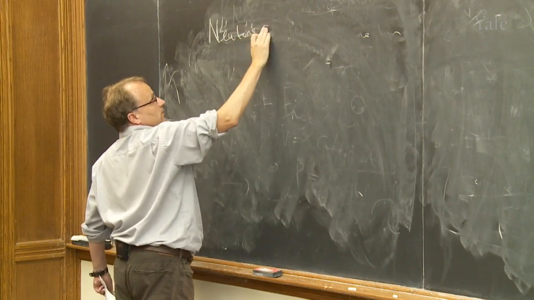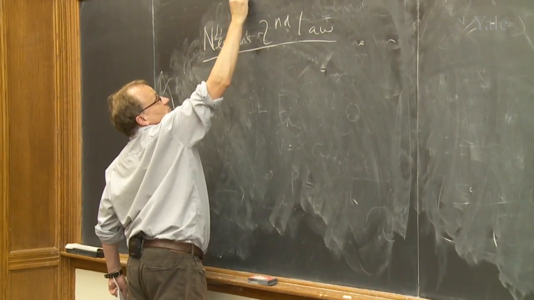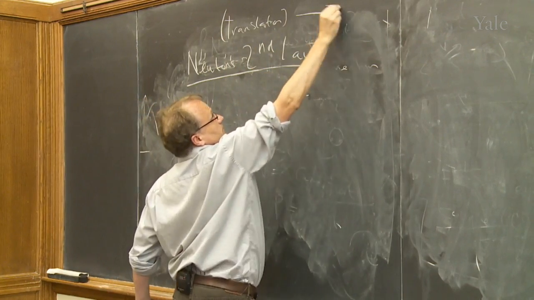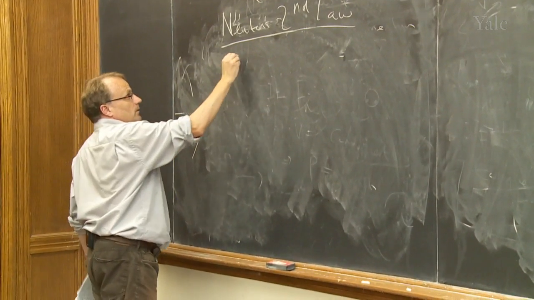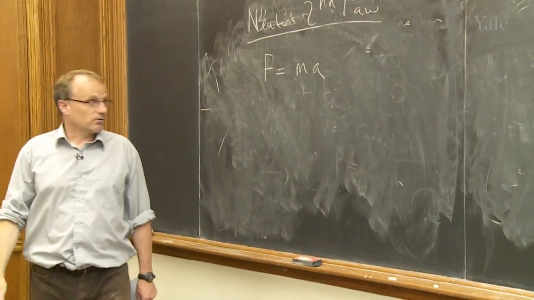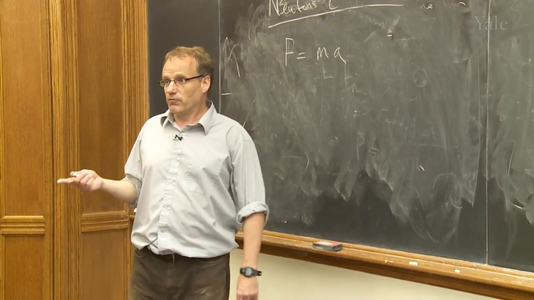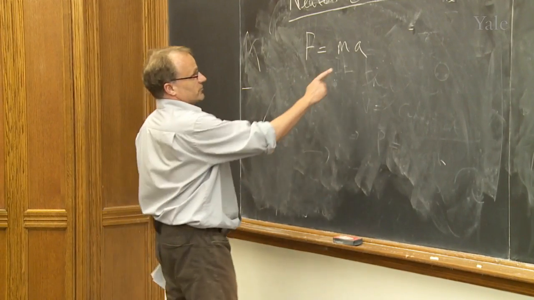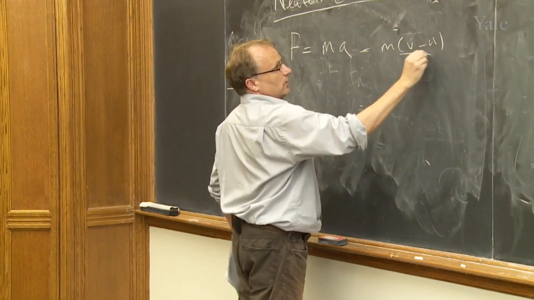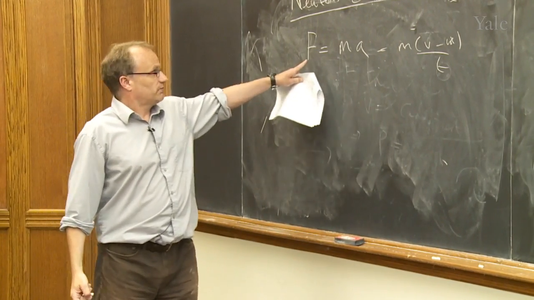Newton's second law. Again, we start with the translational case, which is our straight line. Newton's second law says that, as an equation, F equals ma. Which says that the rate of change of momentum depends on the force applied. Remember, that's just m(v minus u) over t, isn't it? So this is the rate of change of momentum, otherwise known as force.